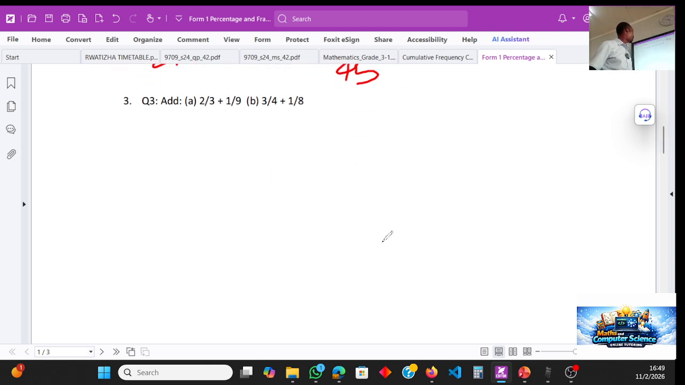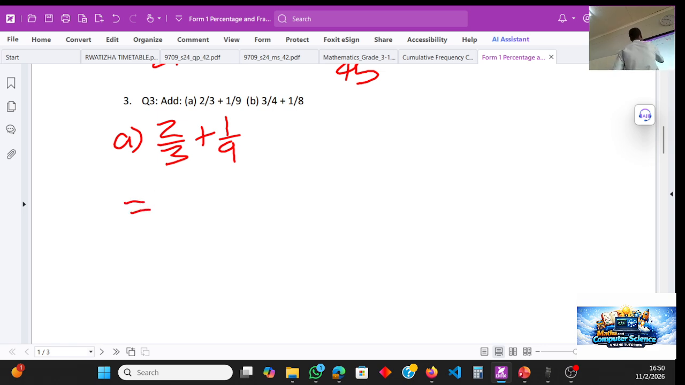Now moving on, this time around I'm adding fractions. So I'm going to start with the first one where I have 2 over 3 plus 1 over 9. And remember, when we are adding or subtracting fractions, if the denominators are the same, we simply take that denominator and we simplify what's on the numerator.